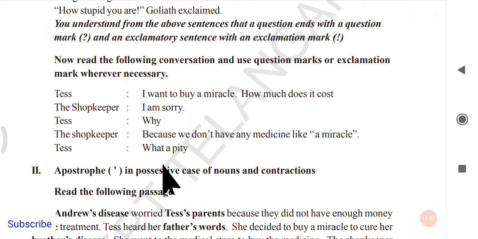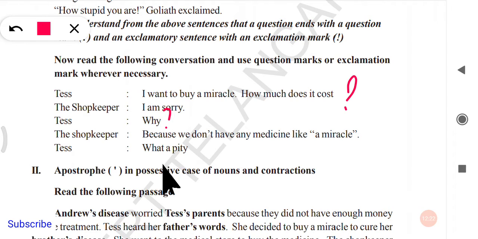So let us put the question marks and exclamation marks here. How much does it cost? See here, a full stop is already there, so no need to focus on that. So, how much does it cost? There is a question mark here. Next, I am sorry. Again we have a full stop here, no need to worry. Next, why? Again a question mark here. Because we don't have any medicine like that. A miracle. A full stop is there. Wherever there is a full stop, you don't touch that.